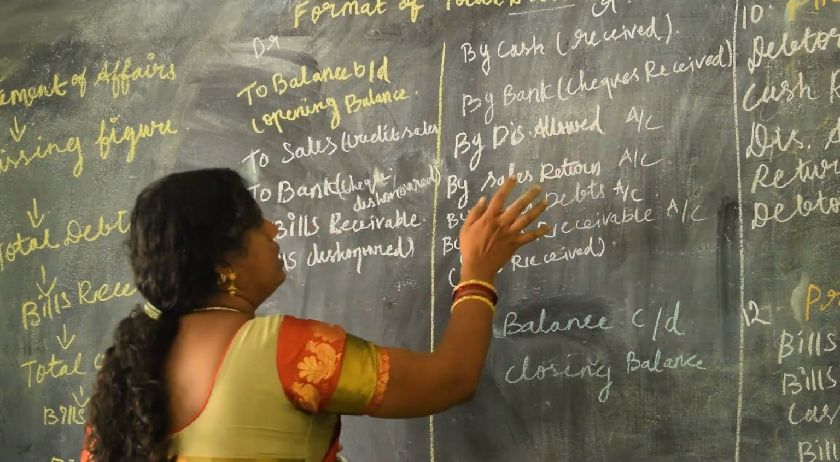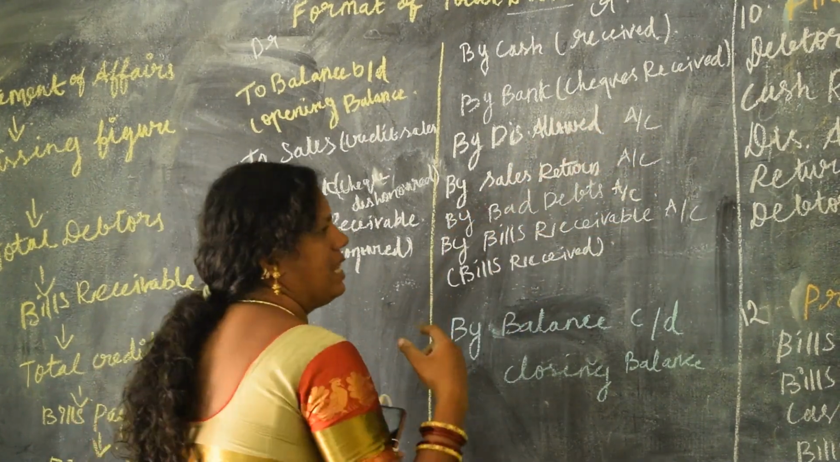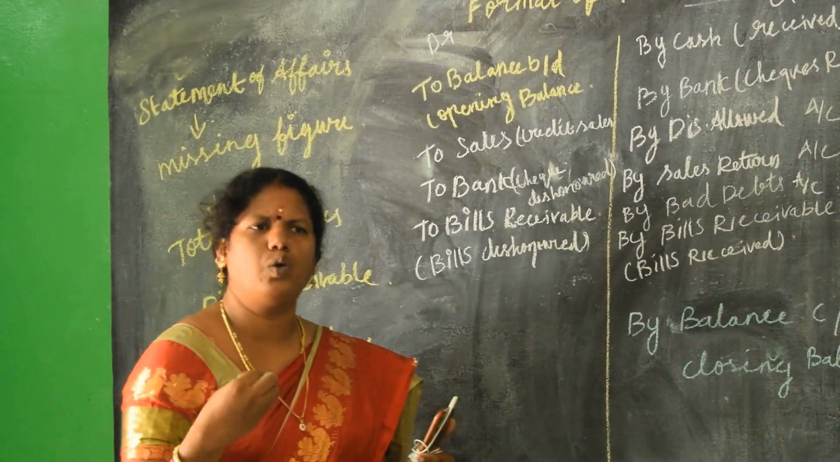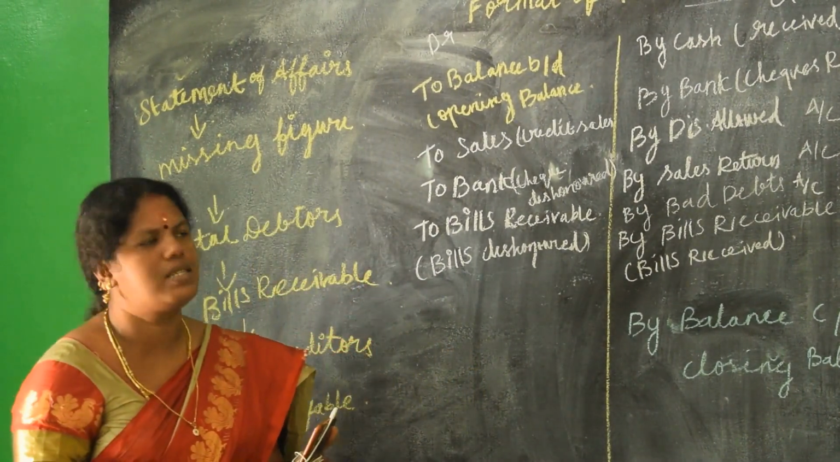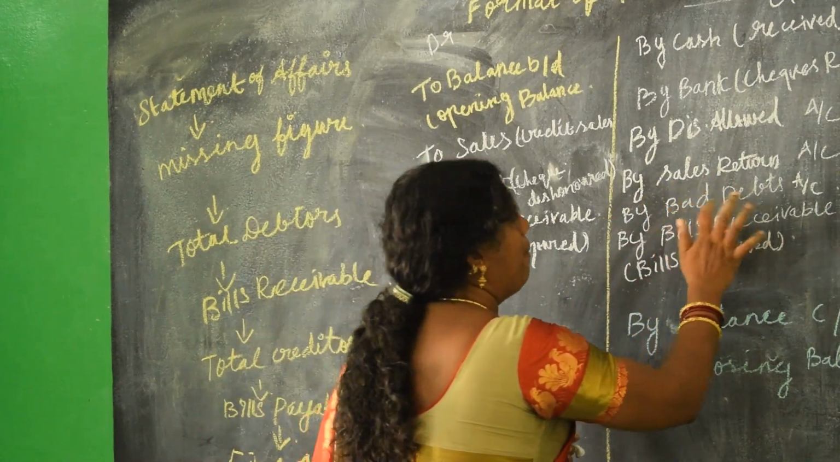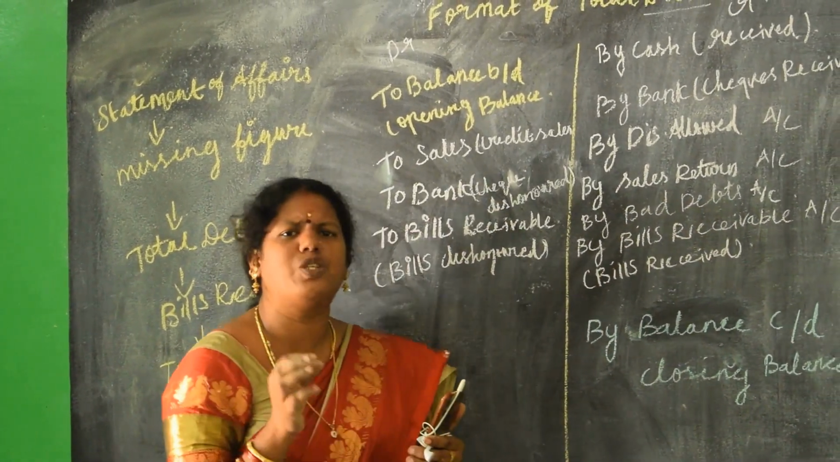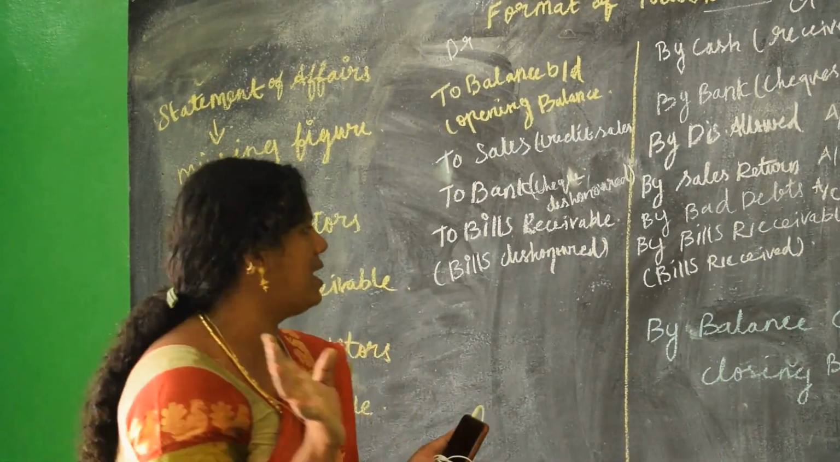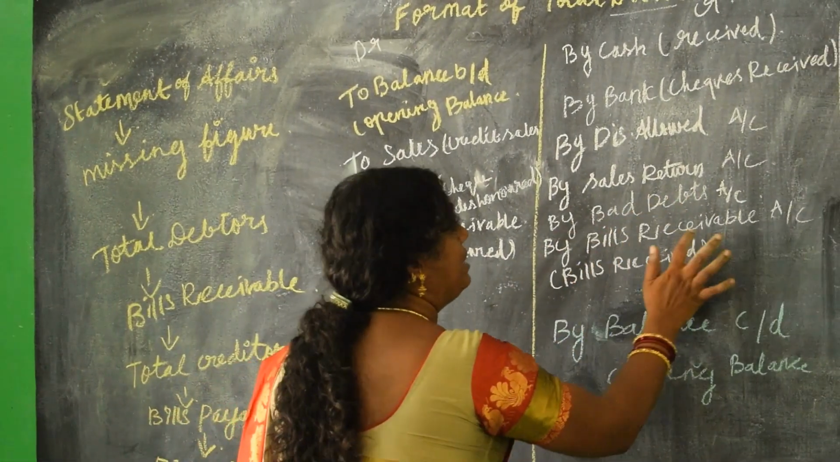Then discount allowed, and sales return. What do you mean by sales return? A debtor had bought a product from us, and due to some inefficient quality, he has returned it. That is a sales return. Bad debts: what are bad debts? The debts which are irrecoverable. The amount will not at all come from the debtors. That is bad debts. Then bills receivable.